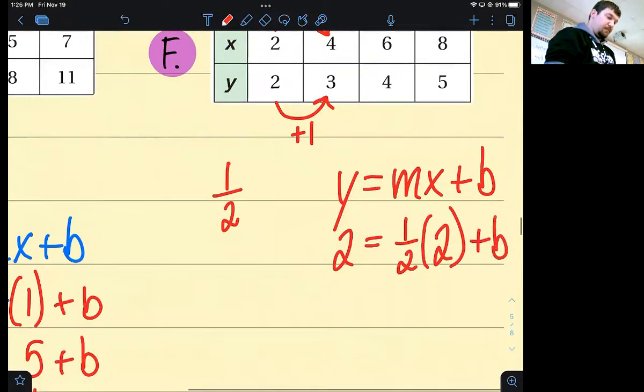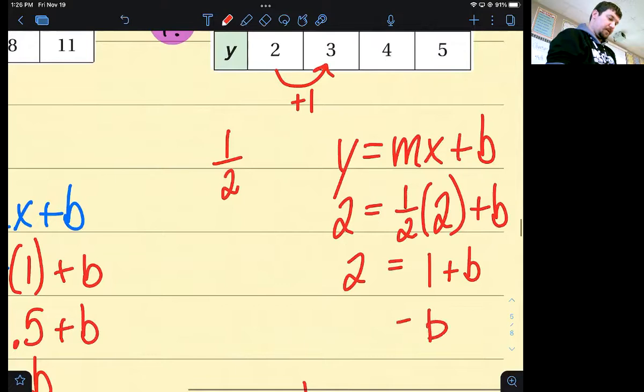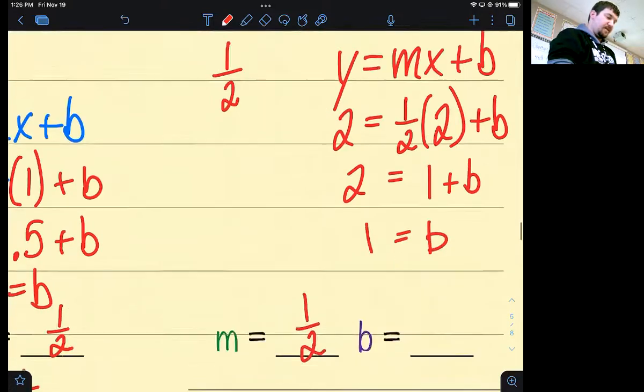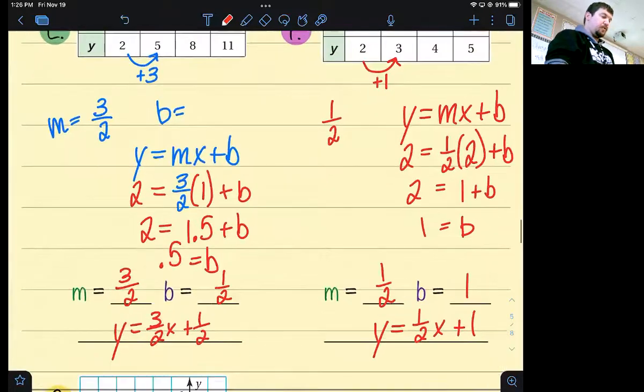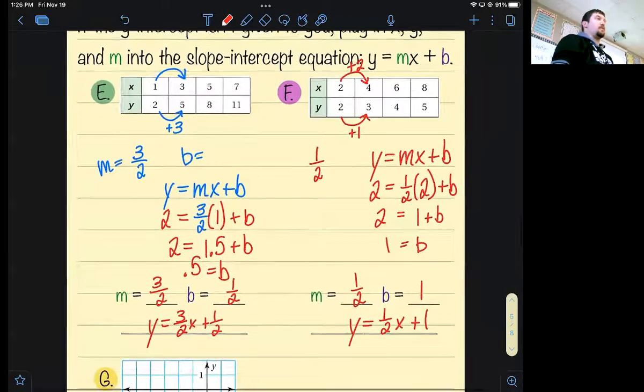What's half of 2? 1. Subtract 1/2. 2 minus 1 is 1. So the b value is going to be 1, and our slope-intercept equation would be y equals 1/2 x plus 1. Don't forget the x plus 1. So there's a little bit of work required when they don't give you the y-intercept value.